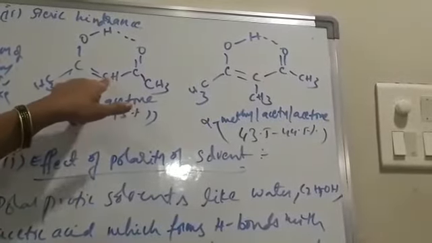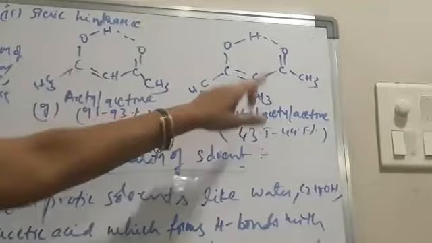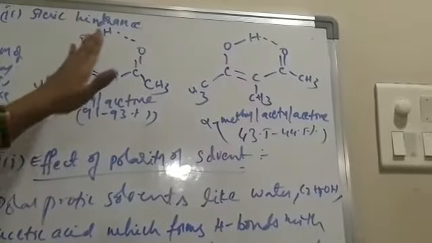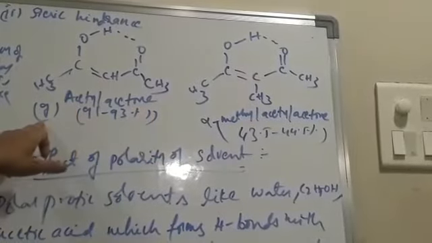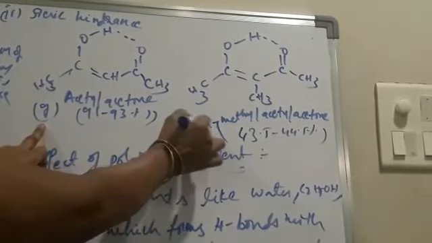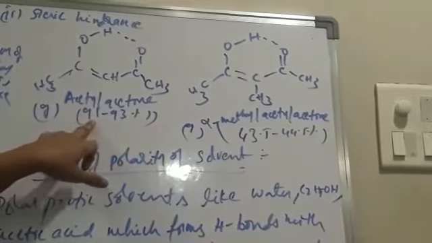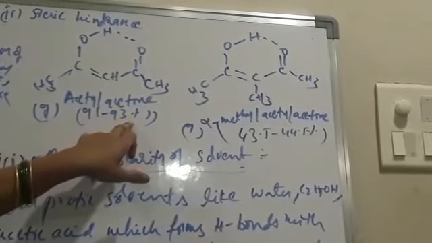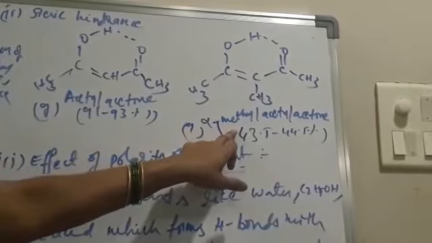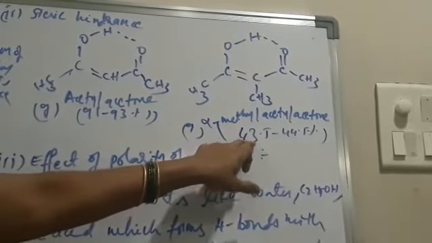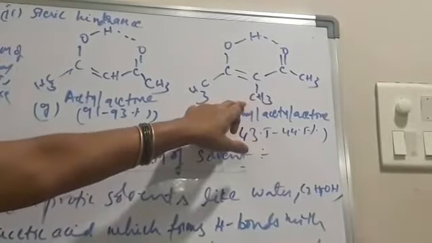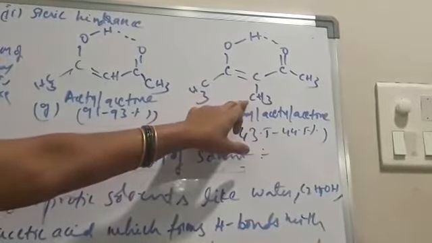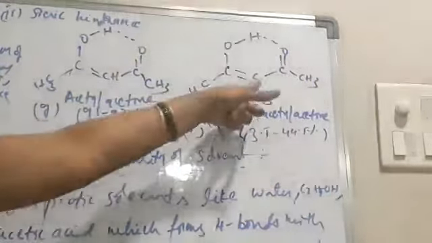Instead of a hydrogen atom, one methyl group is there. Both are having intramolecular hydrogen bond. But acetyl acetone in the gaseous phase, here G indicates gaseous phase, has a percentage between 91 and 93%. But alpha-methyl acetyl acetone has only 43.5 to 44.5%. Why? Because it contains one methyl group, so it leads to steric hindrance, more bulkiness around the carbon atom.